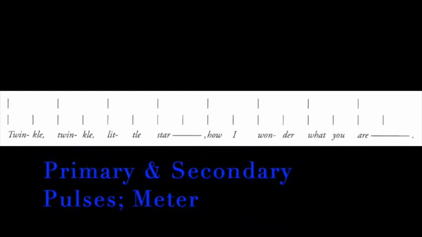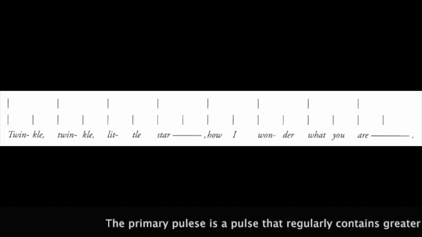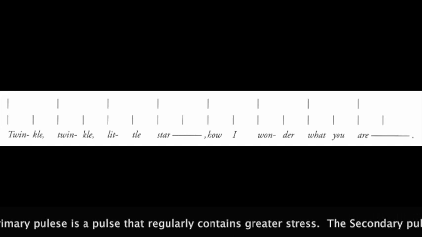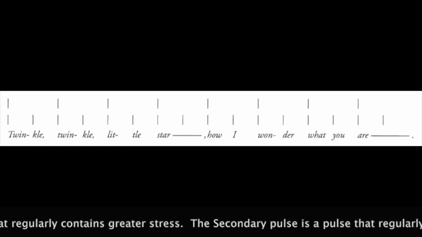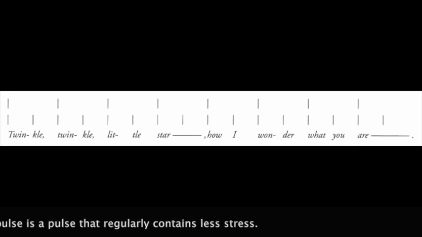Primary and secondary pulses, meter. In order to feel the relationship between these two levels of pulse, do this. Sing the tune and tap one pulse with your right hand while tapping the other with your left. Twinkle, twinkle, little star, how I wonder what you are. The left side coincides with every other pulse in the right side. You should feel more stress where the pulses coincide than on the individual pulses between them.